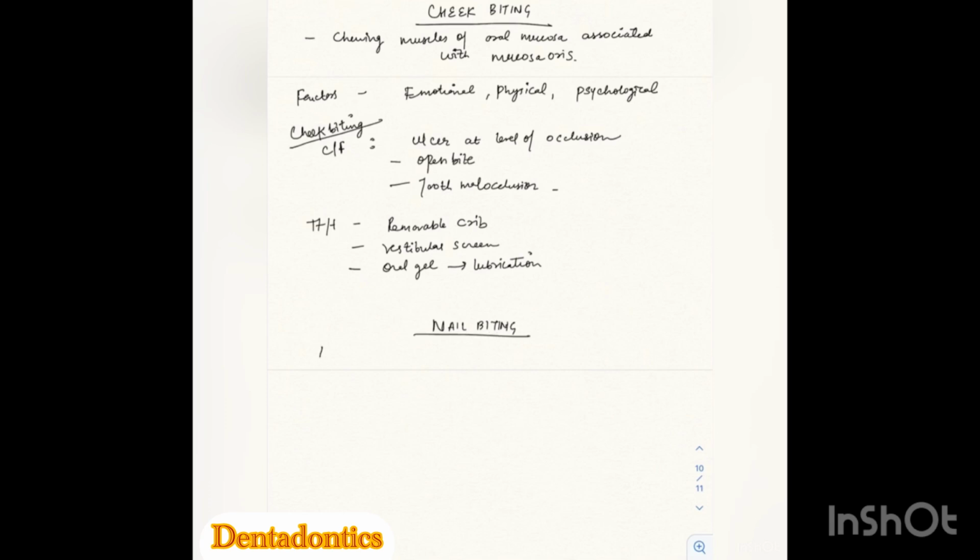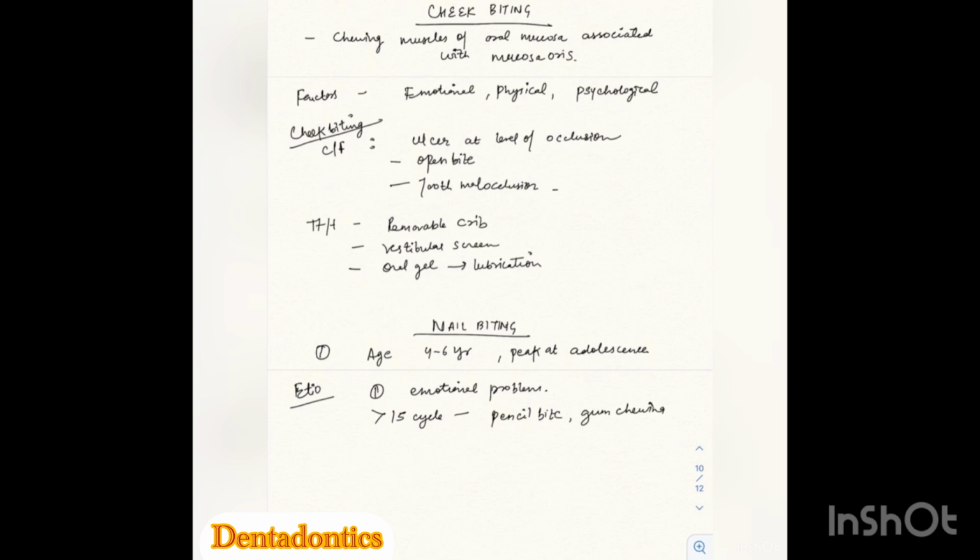Now coming to the third habit, that is nail biting. Nail biting is very common in people. It mainly occurs at 4 to 6 years and gradually increases with age, and it is absent in children below 3 years. Coming to the etiology, first is emotional problem. Those children who have a typical more than 15 cycles of nail biting will also have the habit of pencil biting, hair twirling and gum chewing.